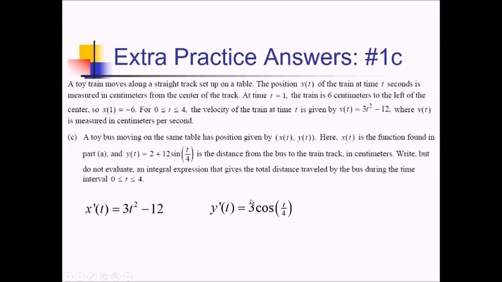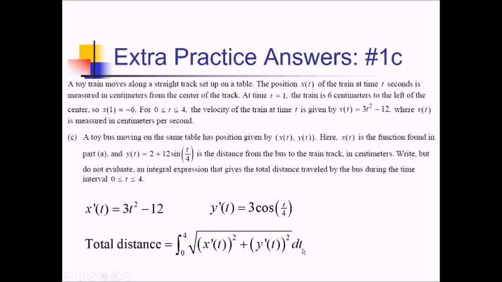The total distance traveled by our bus, again, is going to be our integral over the time interval. So integral from 0 to 4 of square root of x prime squared plus y prime squared dt. And we didn't have to evaluate it, so we've finished this part of the problem.